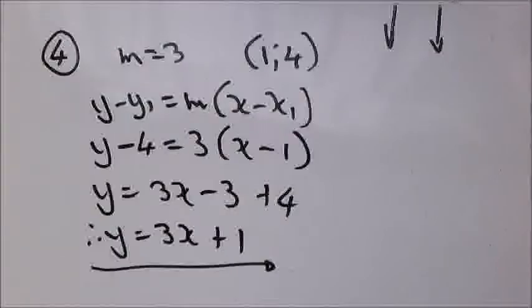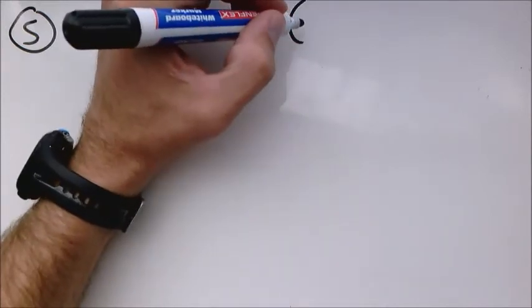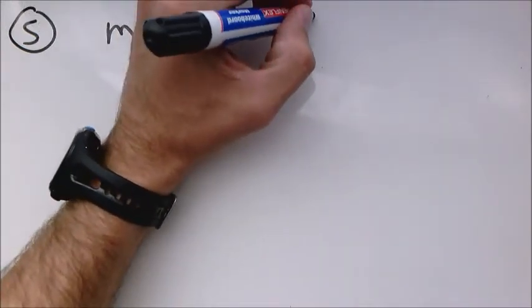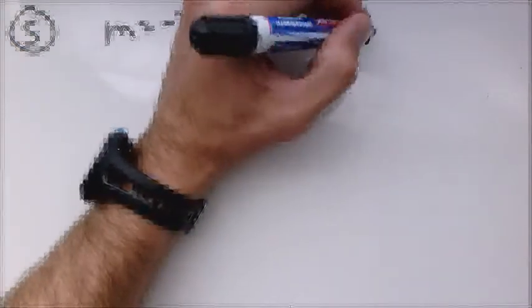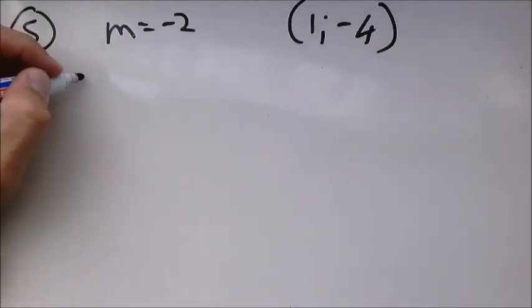Let's do another one like this. I'll call this then number 5. And I'm specifically choosing negative values so that you can see how it comes into play. So they tell us the gradient is -2 and the coordinate that it goes through is (1, -4). Okay, so now we start off again with the exact same form.